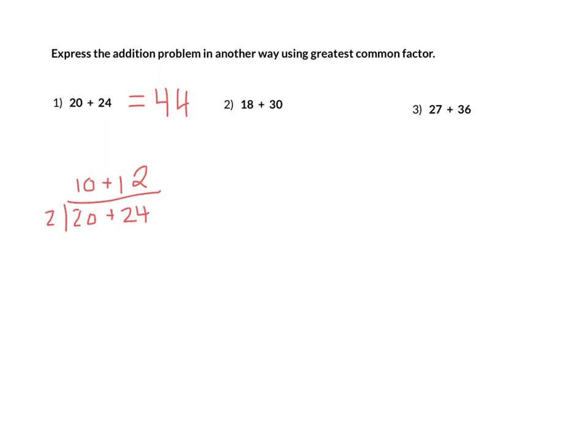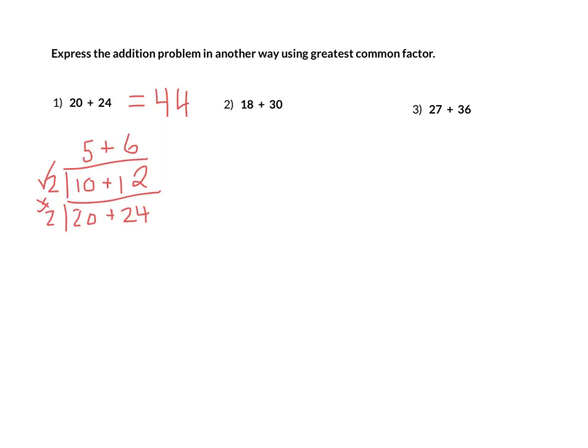I'm just going to check that. 10 plus 12 is 22. If I double that, that's 44. But I can also factor out another 2, which gives me 5 plus 6, which means if I double it and double it, so let me check this. 5 plus 6 is 11, doubled and doubled again, that's 44.